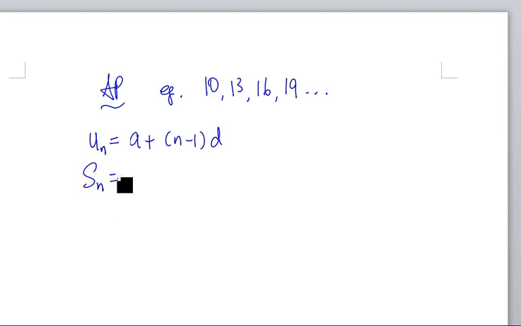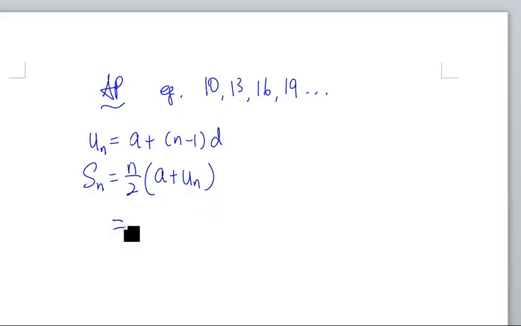Sn, sum to n terms. Anyone can remember the formula? Without referring to notes, let's all look up. It's A plus un, times n over 2. This is the easier one. This is your last term, right? Correct? This is your last term.